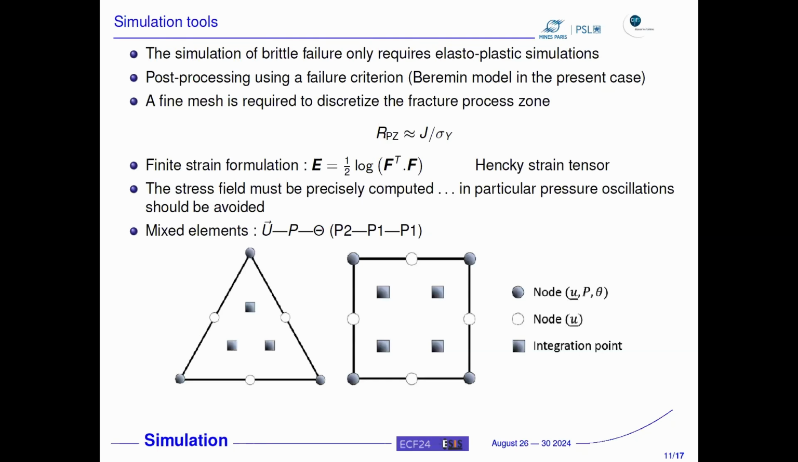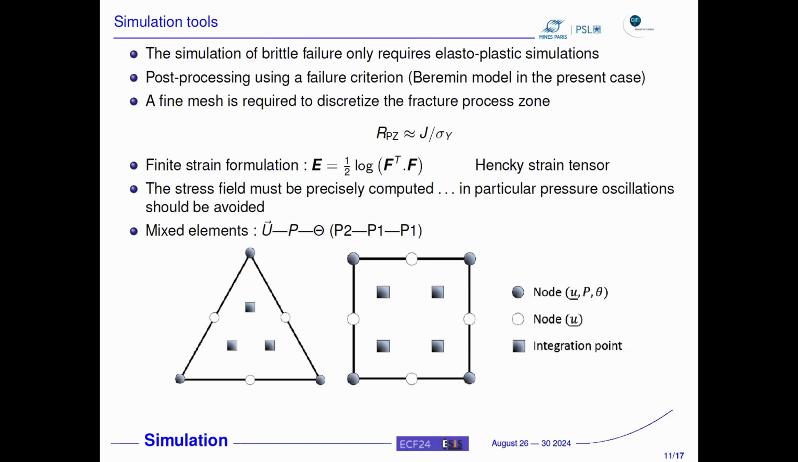We are modeling only the plastic behavior. So it's sufficient to have elastoplastic behavior, no ductile damage. So it's not so difficult. A very important point is that we are using finite strains.